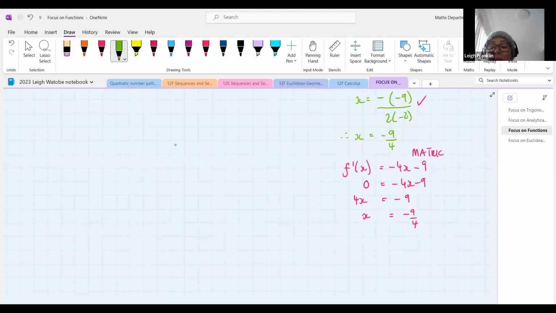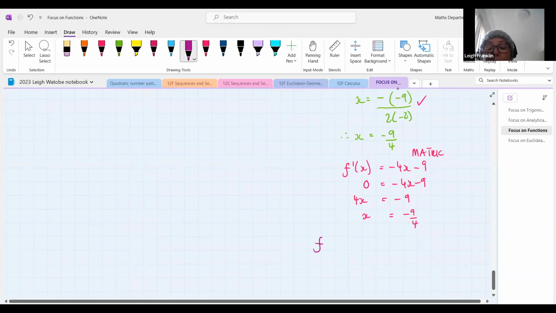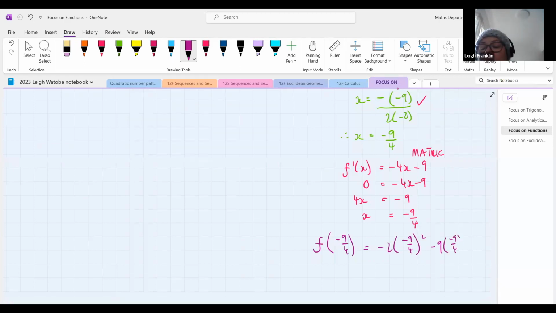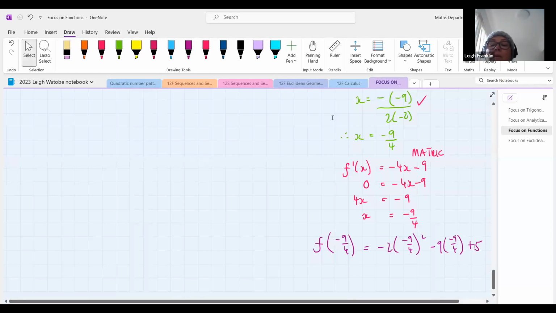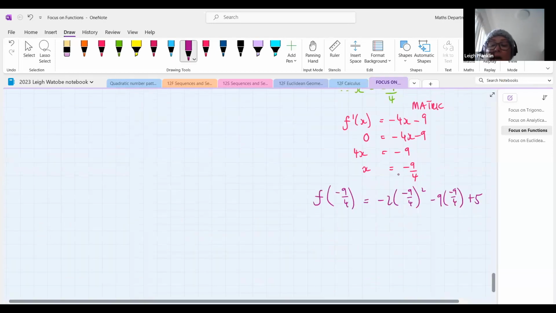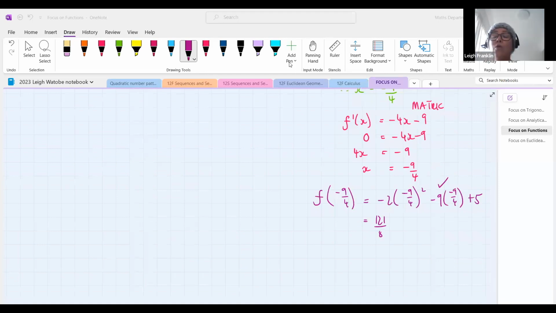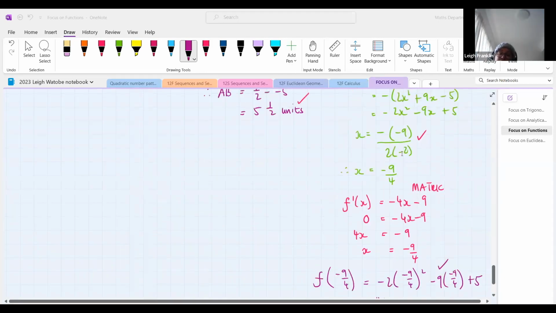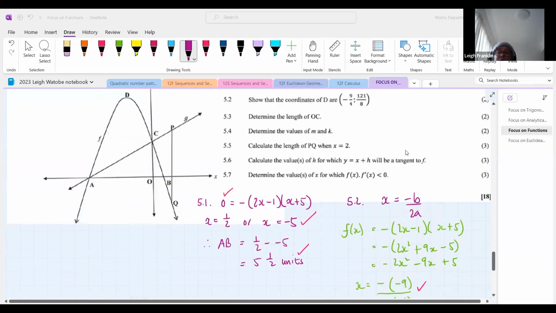And now we would have to go and sub in. Either method to get the x, and then to get y, we would have to sub in f of minus 9 over 4. That would go into negative 2x squared minus 9x plus 5, if memory serves me correctly. Absolutely. And then we'd end up with our 121 over 8. So I suppose the other mark would be there, subbing in. Quite a lot of work, isn't it, matrics and grade 11s, for just 2 marks.